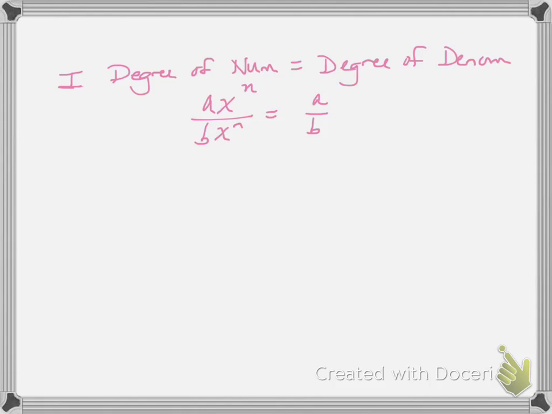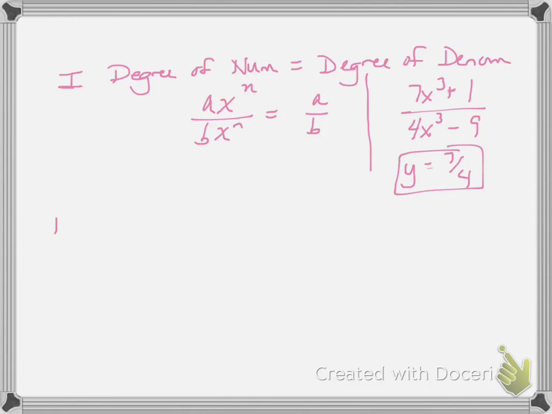So let's give you a little bit of a better example here, right? If we had 7x to the third plus 1 over 4x to the third minus 9, this particular function would have a horizontal asymptote, and the horizontal asymptote would be 7 over 4.